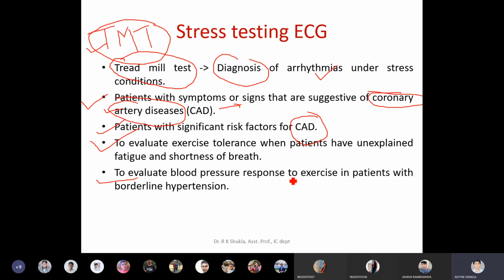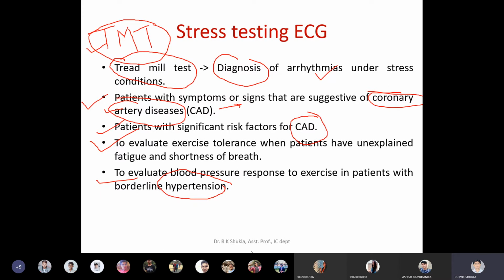To evaluate blood pressure response to exercise in patients with borderline hypertension. Hypertension is an important term. We talked about the normal blood pressure of a patient. Okay, let's again ask the question to the audience. What is the normal blood pressure value of an adult? Who will say? Someone says 80 to 120.